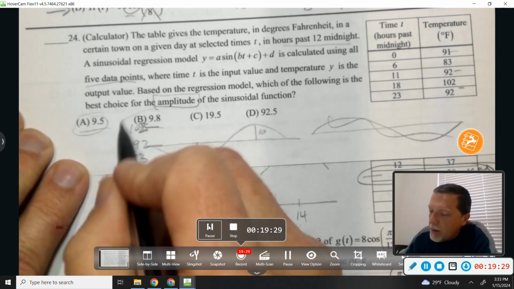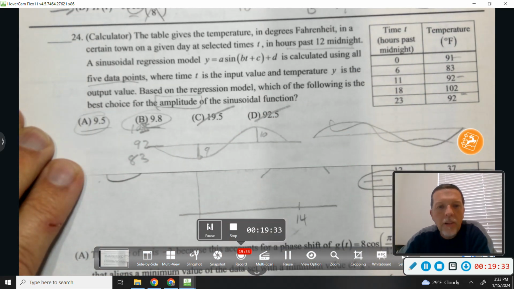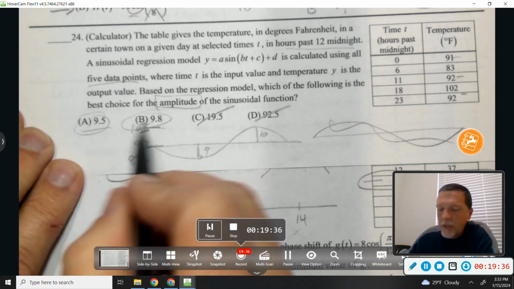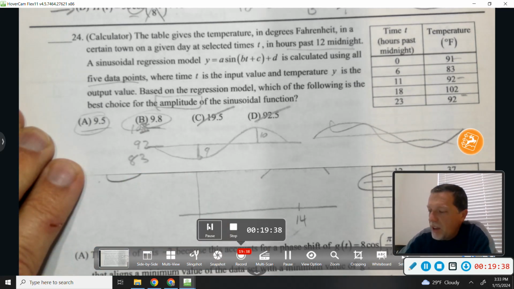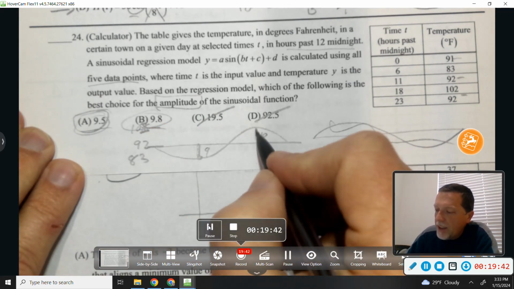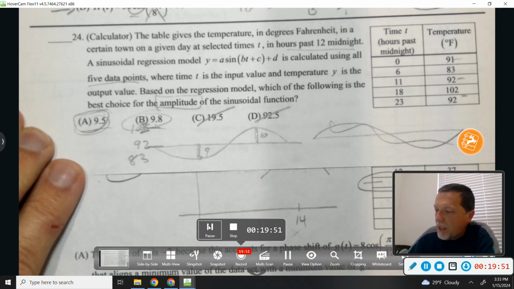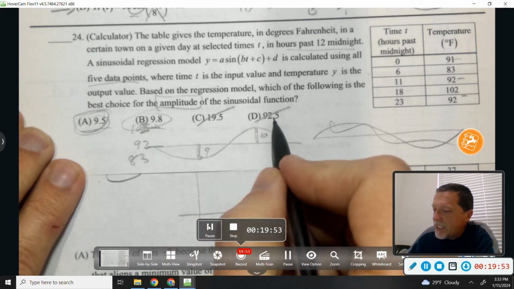Without plugging this in, I'm not sure, so I'm supposed to have a calculator. You won't have a calculator on the test, so you're not going to get answers that are that close to each other. If I'm guessing, it's 9.5, just because it looks like 9 on one side and 10 on the other, so you average that out to 9.5. But without a calculator, I don't know. I'm hesitant to commit between A and B. It's obviously not C or D.